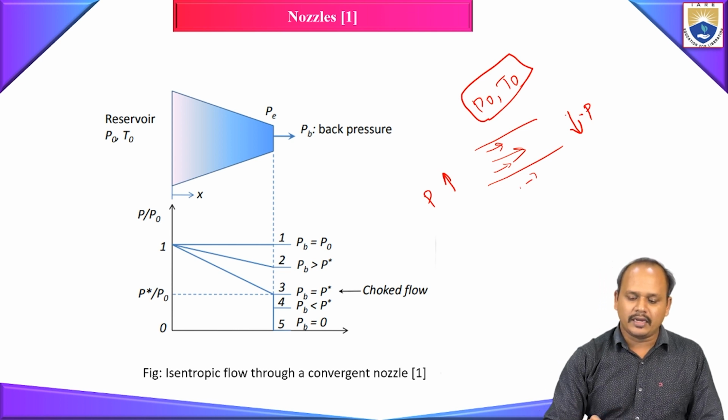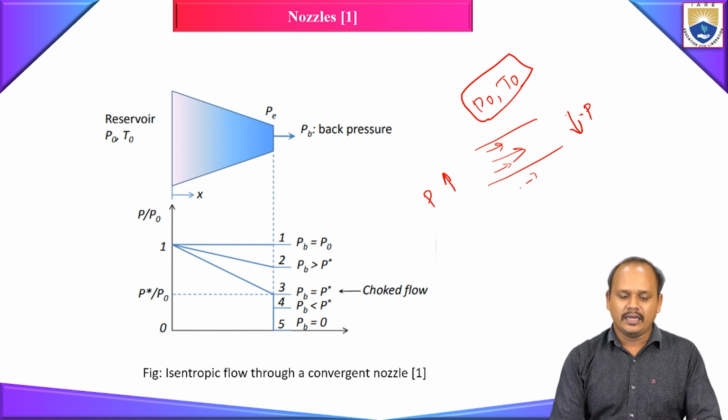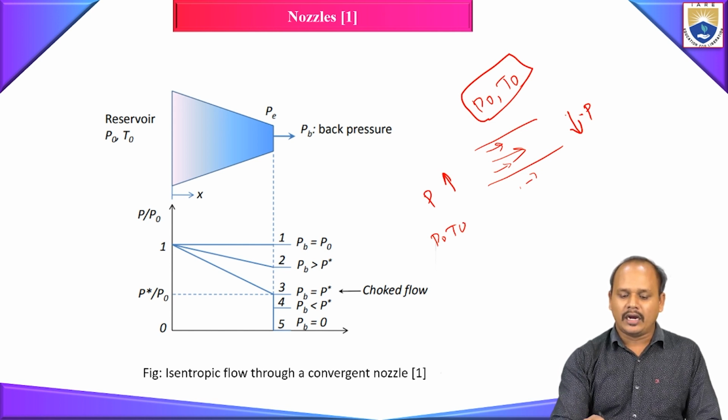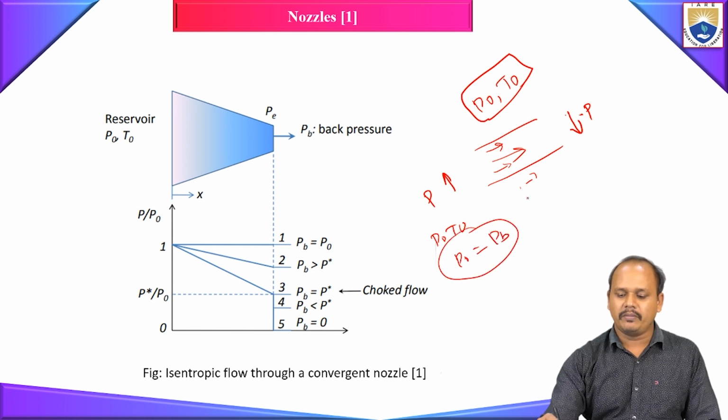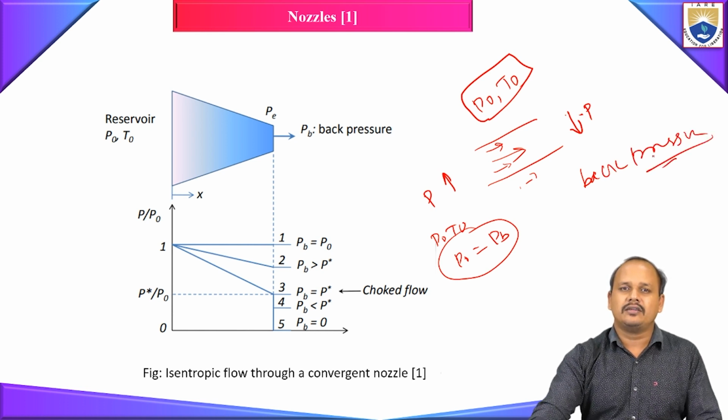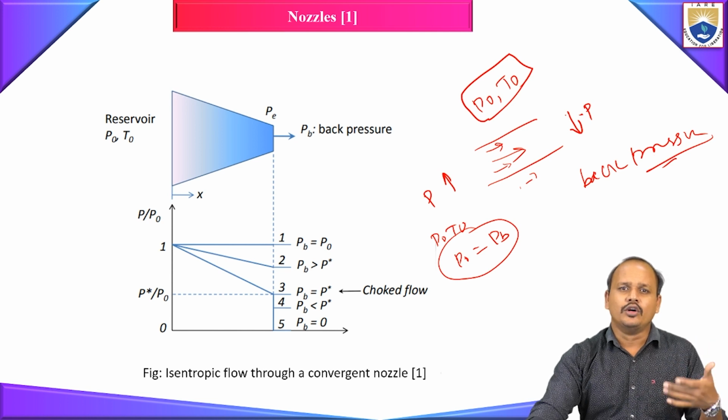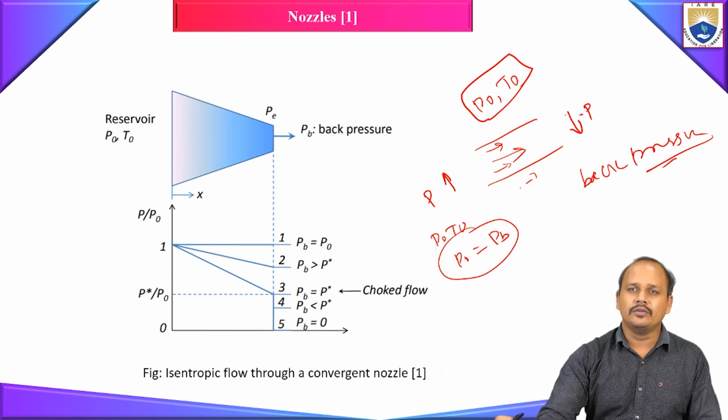Now here I'm going to take the case where my nozzle inlet pressure is P0 and T0. Initially, I'm going to assume that P0 is equal to PB. What is PB here? It is the back pressure. What is the meaning of back pressure? It is basically the pressure of the environment to which your nozzle is going to eject the flow. That's what we call the back pressure. Here I'm not going to change anything in my P0 and T0. I'm going to change my back pressure, that is, the pressure of my environment.